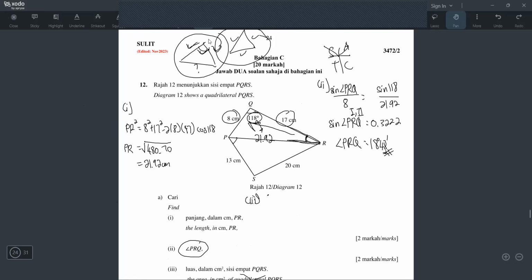Because I mentioned already, the cosine rule case is only 2 cases you need to have. One case is they give you 2 sides, 1 included angle, and then find the remaining side. Or they give you 3 sides, find any angle inside. So you can see the bottom triangle gives 3 sides, and we want to find this angle.